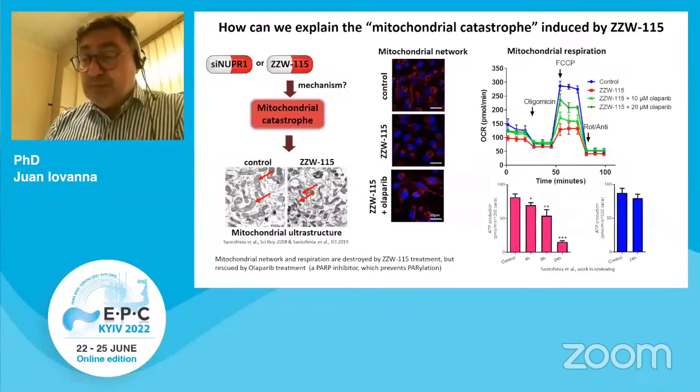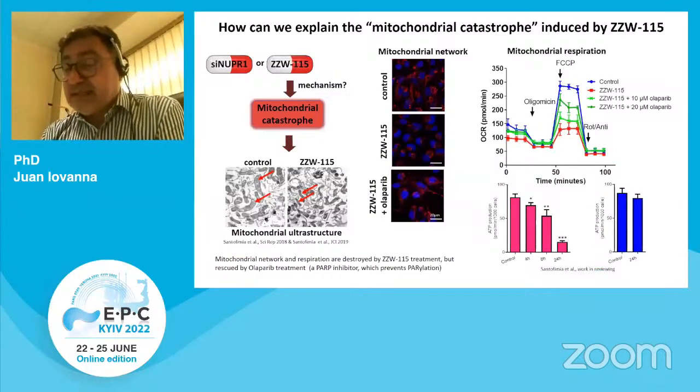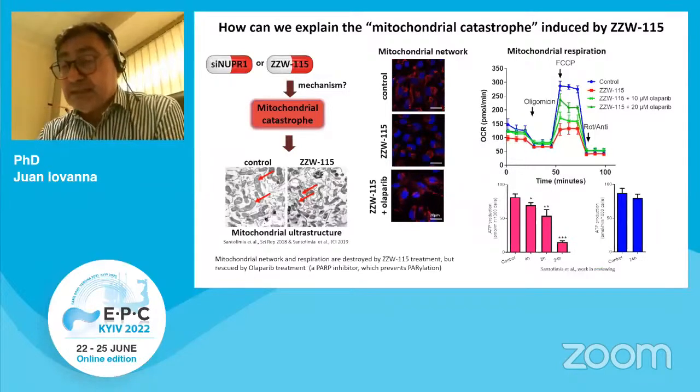Mitochondrial hyperparylation could be responsible for the ZZW115-induced mitochondrial catastrophe. Treatment with ZZW115 induces a very clear disorganization of the mitochondrial network, visualized with the MitoTracker stained in red here. The disorganization is prevented with olaparib, as presented here.